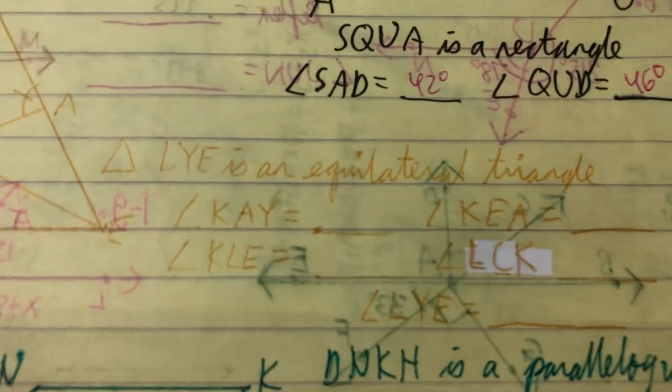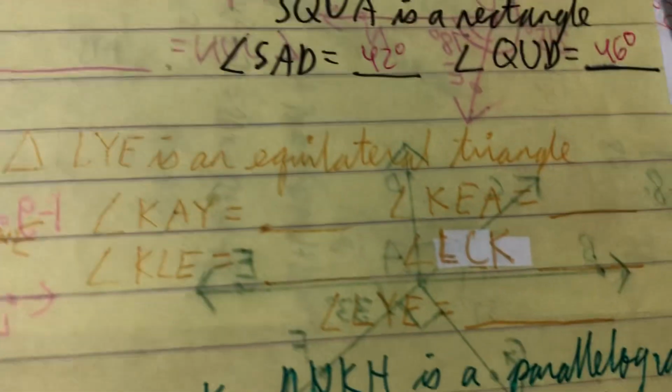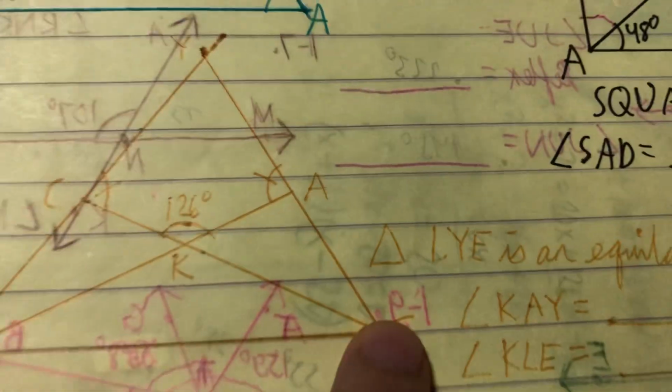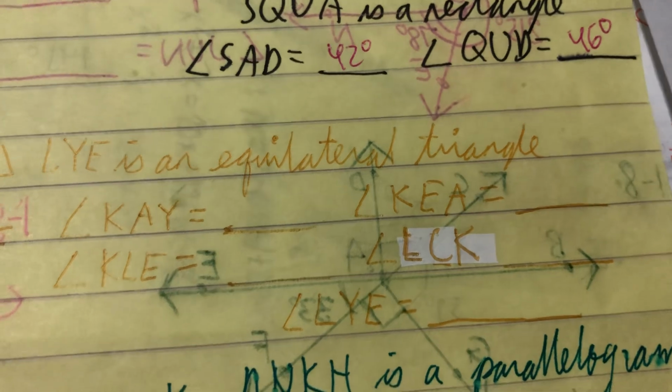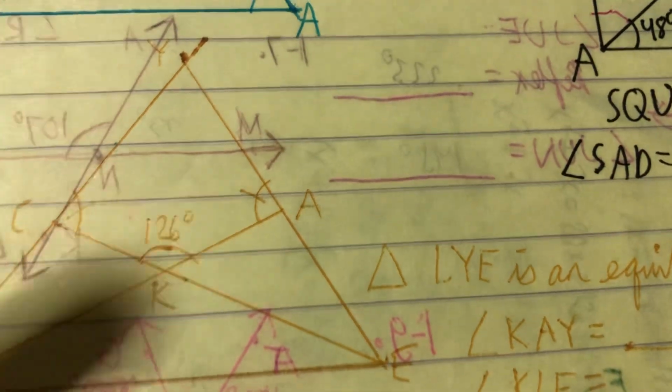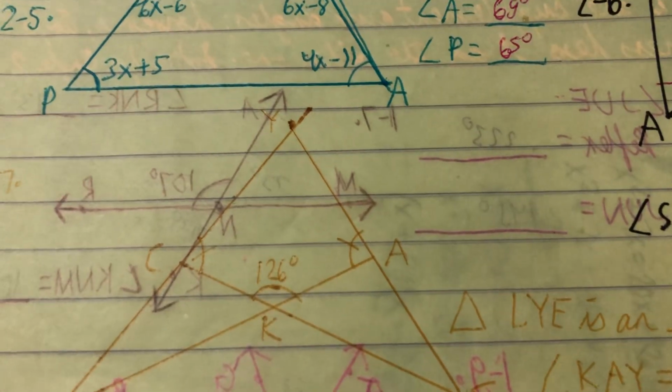Now, here are the clues given. We need to solve for the given angles. Angle KAY, which is this guy, KAY. Angle KLE, trace the figure. Angle LYE, which is this guy. And then KEA, and angle LCK. This might be a bit tough, but what is important, you know already how to solve it.